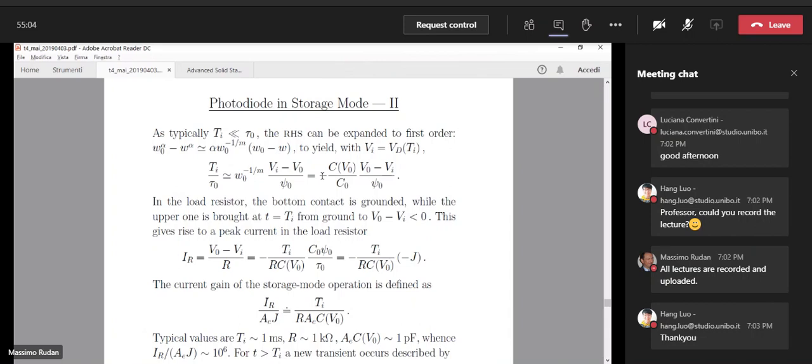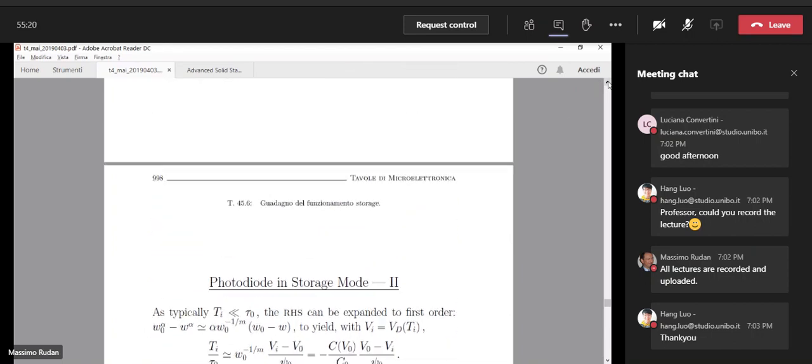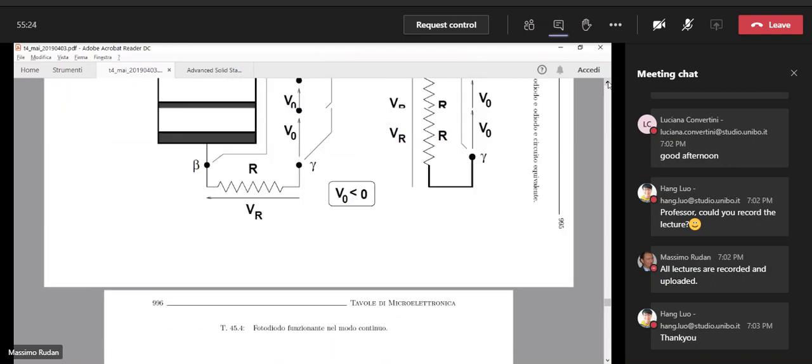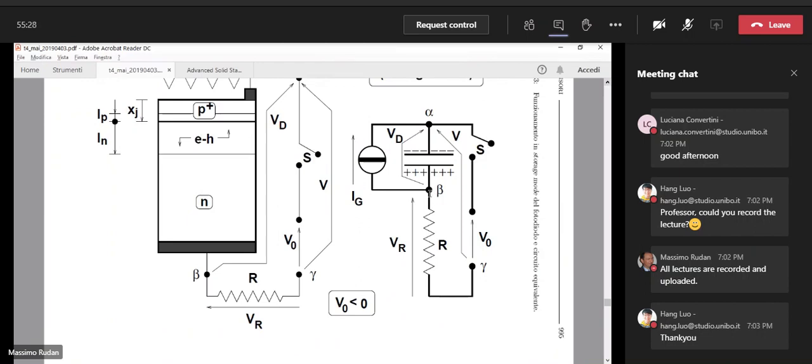Now we calculate the current in the load resistor, the current that we call IR. Obviously, it is equal to V0 minus Vi over R, because you remember right before closing the switch, beta has the same voltage as gamma, so VR is 0. When we close S, we bring alpha and consequently beta back to V0. So we impose a variation V0 minus Vi to beta, whereas gamma stays at ground.